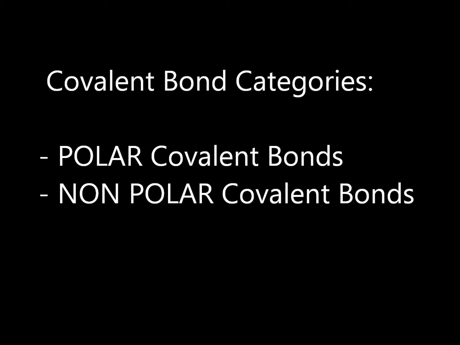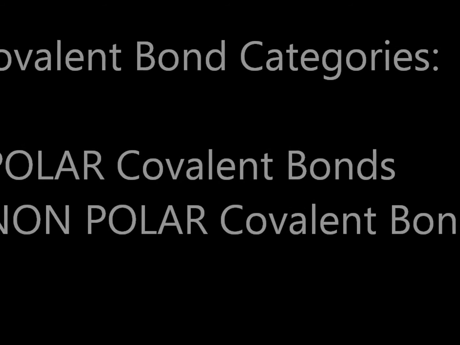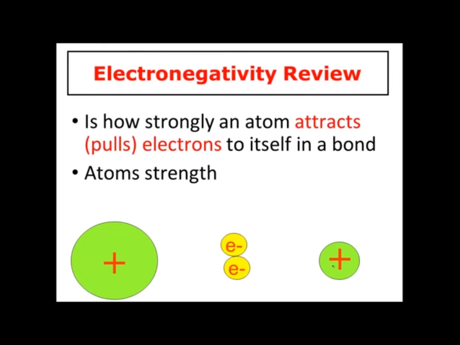First, polar covalent bonds, and second, non-polar covalent bonds. And to get a better understanding of polar and non-polar covalent bonds, we need to know what electronegativity is. So, electronegativity is how strongly an atom attracts, or precisely pulls, the electrons to itself in a bond, which we call atom strength.